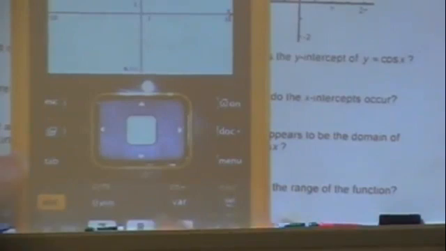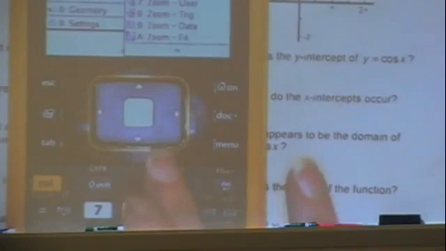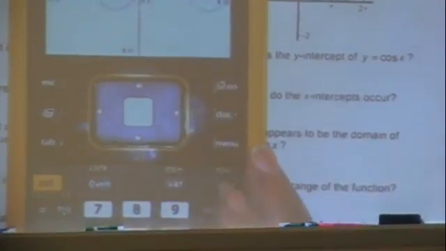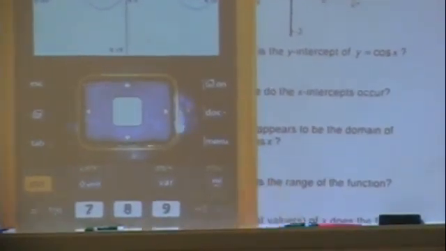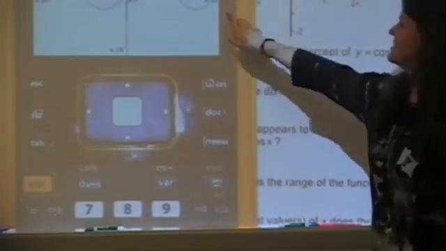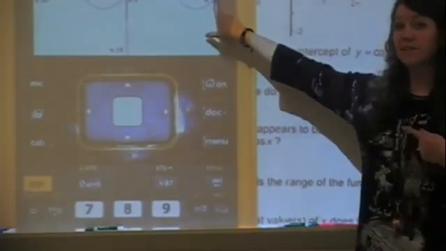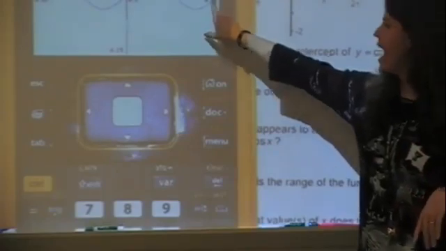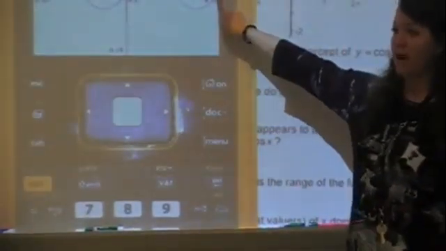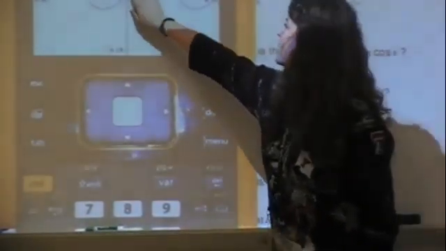Okay, so I'm going to put in sine x. So I hit sine x, and there's my sine wave, but I'm going to hit menu, and in the zoom window, number 8 is zoom trig. Now it's counting by decimals, but notice what this last decimal is. 6.28. What is that? 2 pi. So this is 1 trip around the unit circle. So it kind of helps.